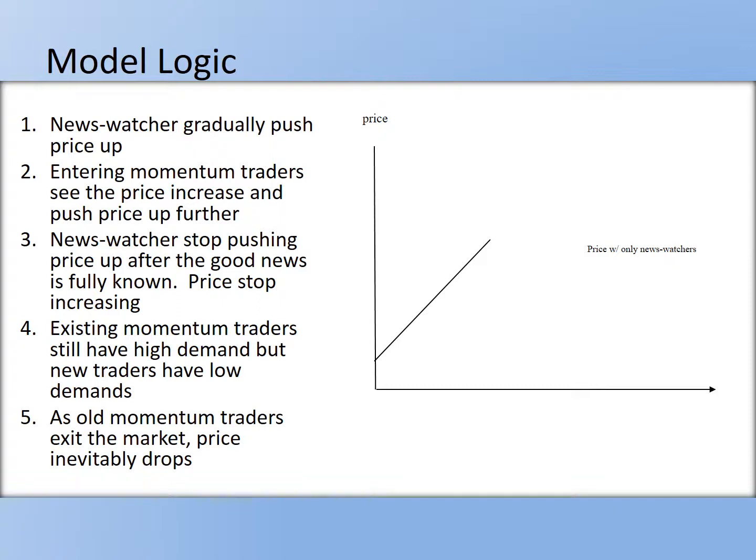So at time 0, there is a good news spreading. Stock price gradually goes up as the news spreads to more people. At a certain point, the information has been fully revealed. So demand from news watchers flattens out. And since we assume they hold the stocks forever, it won't go back down either.